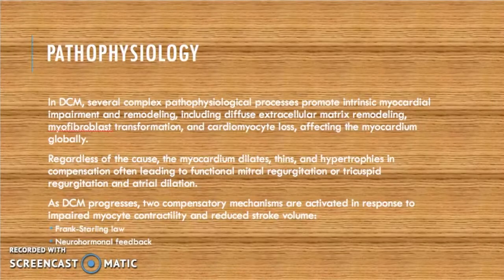In DCM, several complex pathophysiological processes promote intrinsic myocardial impairment and remodeling, including diffuse extracellular matrix remodeling, myofibroblast transformation, and cardiomyocyte loss, affecting the myocardium globally. Regardless of the cause, the myocardium dilates, thins, and hypertrophies in compensation, often leading to functional mitral regurgitation or tricuspid regurgitation and atrial dilation. As DCM progresses, two compensatory mechanisms are activated in response to impaired myocyte contractility and reduced stroke volume, such as the Frank-Starling law and neurohormonal feedback.